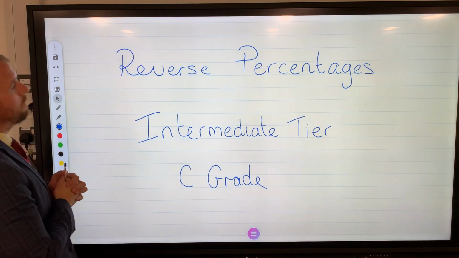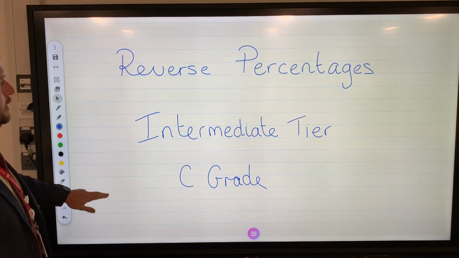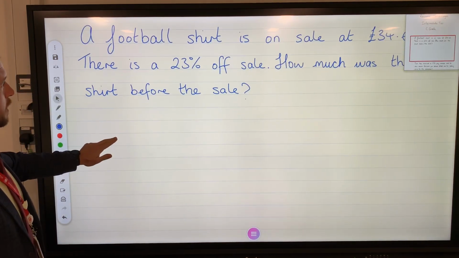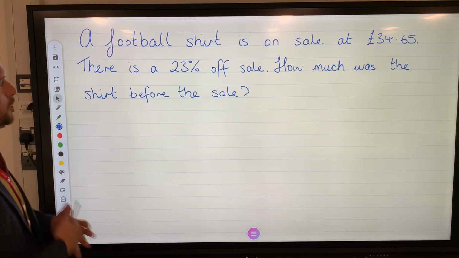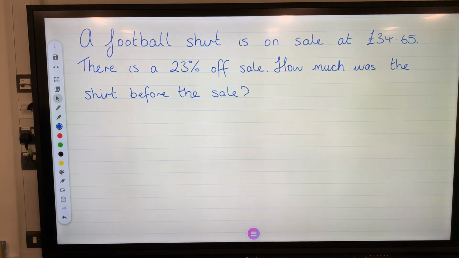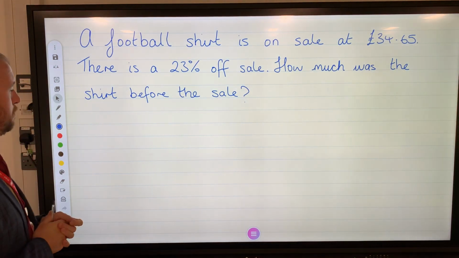So today we'll have a look at reverse percentages, still at the intermediate tier, and this is C grade at GCSE. So we go straight for a numeracy style question now. A football shirt is on sale at £34.65. There is a 23% off sale. How much was the shirt before the sale?